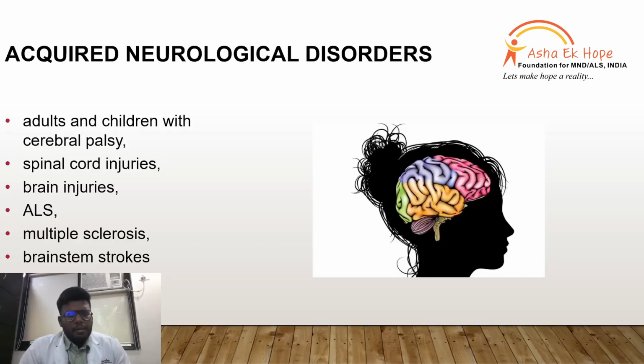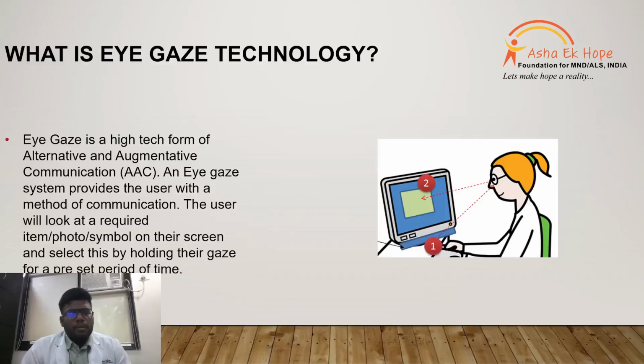Cerebral palsy where the brain damage occurs after the first 20 days of life is known as acquired cerebral palsy. So in these conditions we can actually use the eye gaze technology. So let's see what is meant by eye gaze technology.